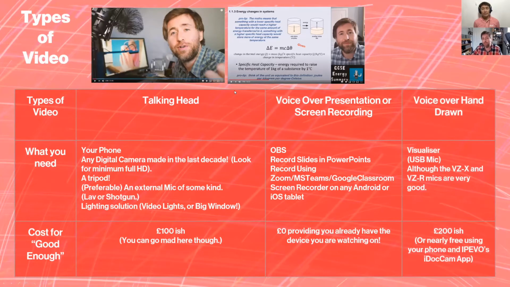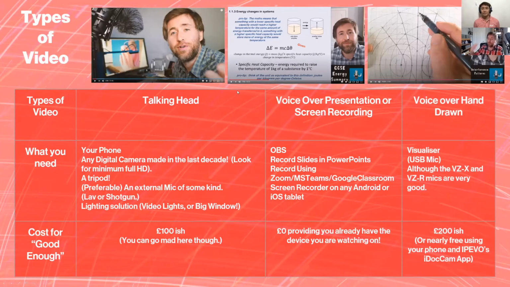The last type is a voiceover hand-drawn, and I strongly recommend getting a visualizer for this type of thing. It's great for modeling. A USB mic goes really well with this. You're listening to me through a USB microphone, which you can just about see in my shot here, and hopefully you appreciate that's a nice, clear, bassy, crisp sound that you're getting through. Let me know, does it sound good on your end? Over the internet? Hopefully it sounds really good. And that, I would say, is about 200 quid. In fact, the VZX and VZR mics are actually really good. I was really pleasantly surprised.